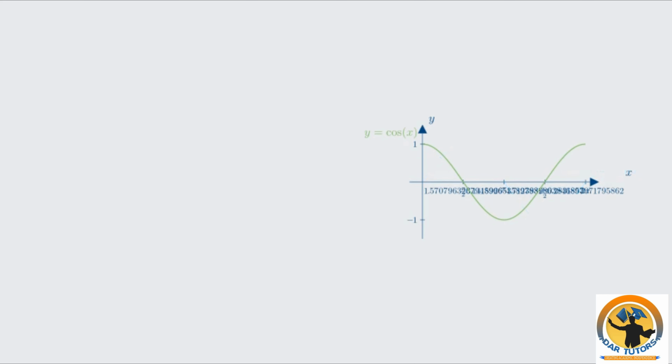We can do the same for y equals cos x. At x equals 0, the gradient is 0. At x equals pi over 2, the gradient is negative 1. At x equals pi, the gradient is 0. And at x equals 3 pi over 2, the gradient is 1. Plotting these points reveals the graph of y equals negative sin x. So, the derivative of cos x is negative sin x.